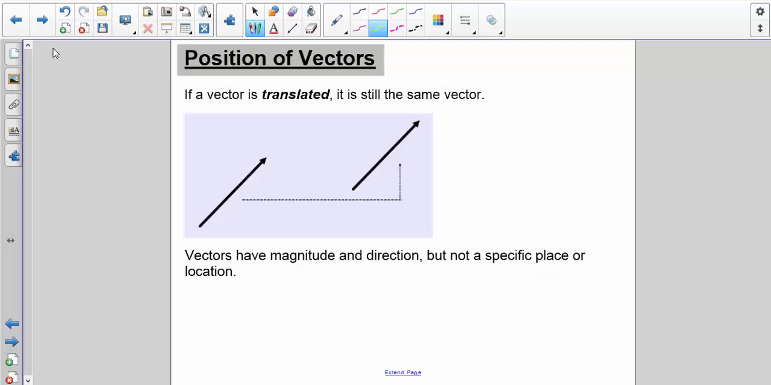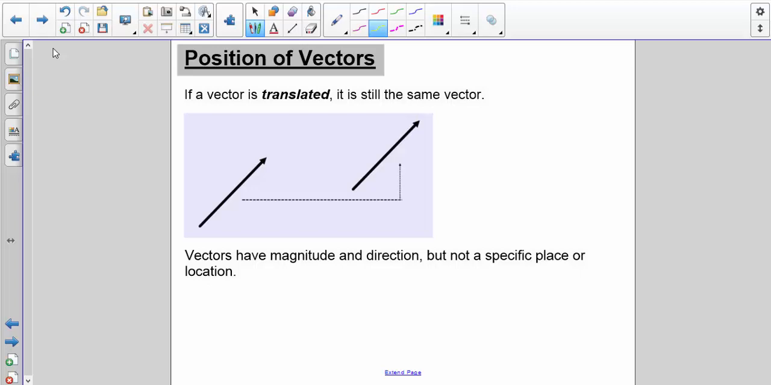So if a vector is translated, it's still basically the same vector. In other words, if I push a box with a certain force in a certain direction, it doesn't matter whether I push that box with a certain force in a certain direction here in my house or out on my street or back at the school or anywhere else, right? So that's a very sciencey notion as well, right?